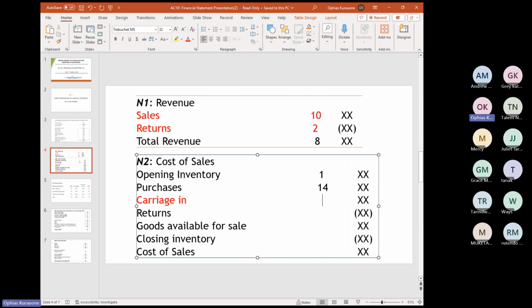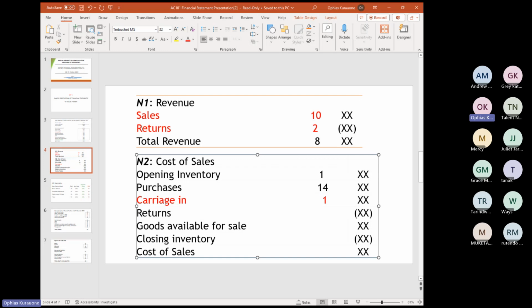Or if you go and buy a motor vehicle in Japan, or in SA, South Africa, there's a carriage amount which is supposed to be paid. So it's also one of the items.